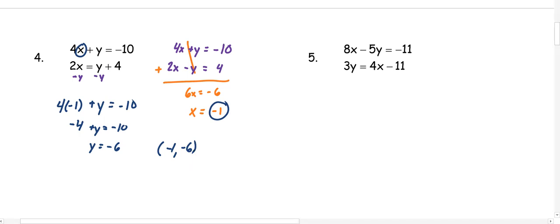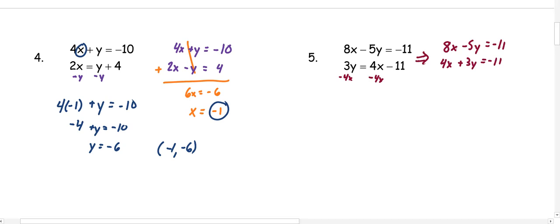In the second problem, the x is on the wrong side of the equal sign in the second equation. So this time I'm going to subtract 4x from both sides. So when I rewrite my equations, I have 8x minus 5y equals negative 11. And I have 4x plus 3y equals negative 11.